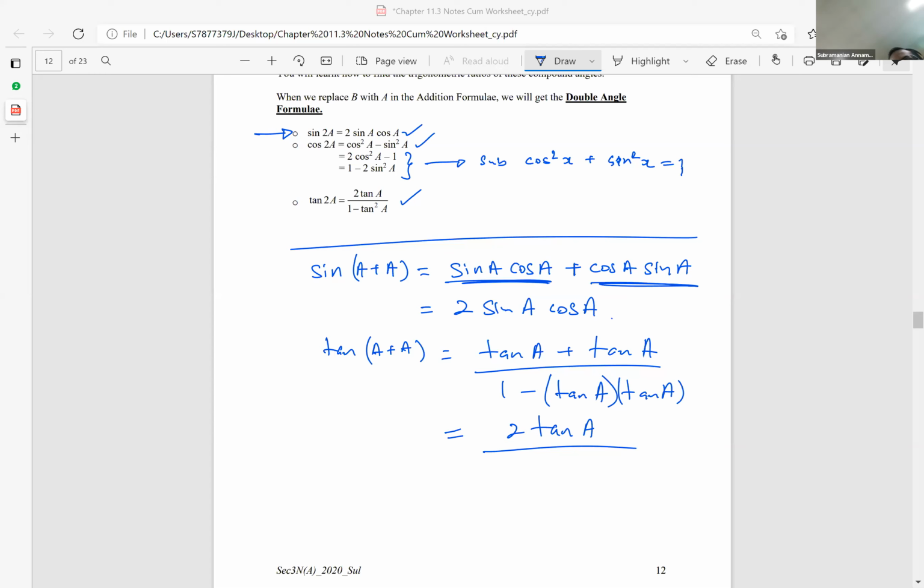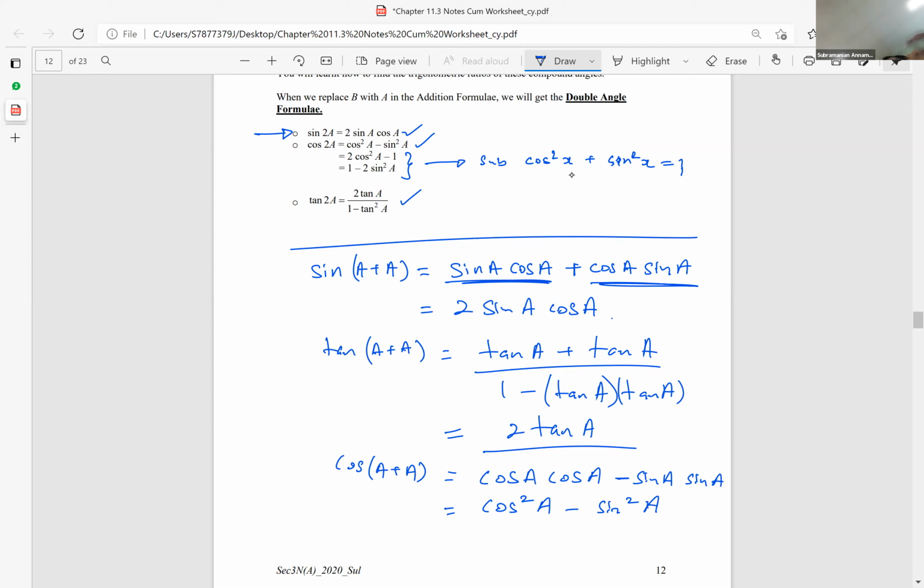Okay, so this is the explanation for the double angle formula, how you get the formulas. The next one is cosine 2A, which is cosine (A plus A), which is equal to cosine A cosine A minus sine A sine A. So you know where the formula came from. It's cosine squared A minus sine squared A.